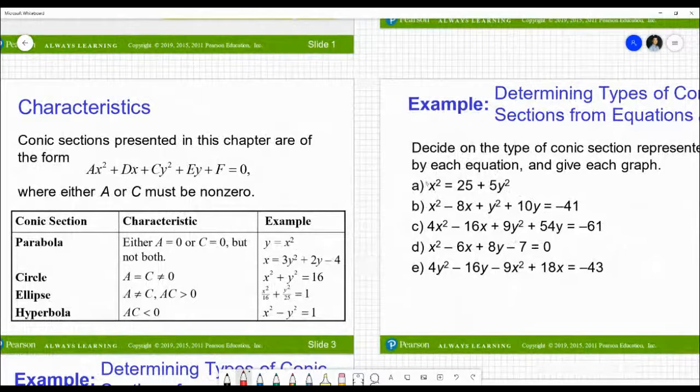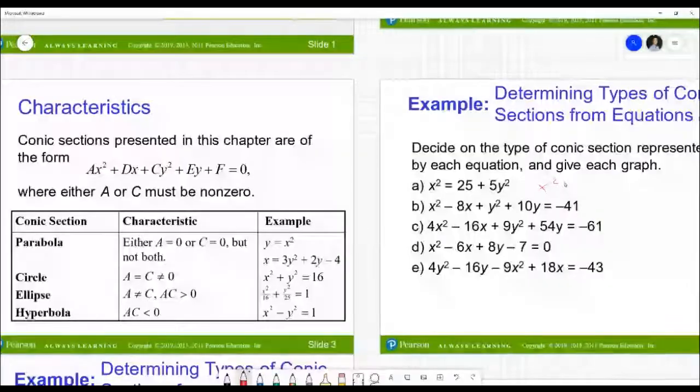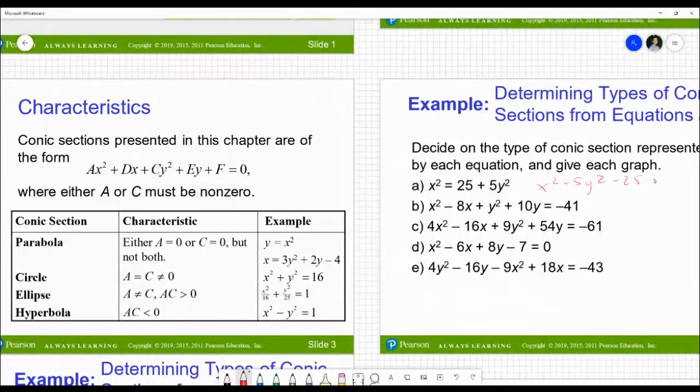Okay, so I'll leave this up here and we'll go over some examples. We have x squared equals 25 plus 5y squared. Notice that this is not in standard form, because all the variables and constants are not set equal to 0. So we have to move this to the other side. When we do that, you notice that you have a positive A value but a negative C value. So that means we're going to have a hyperbola. And that's all you need.